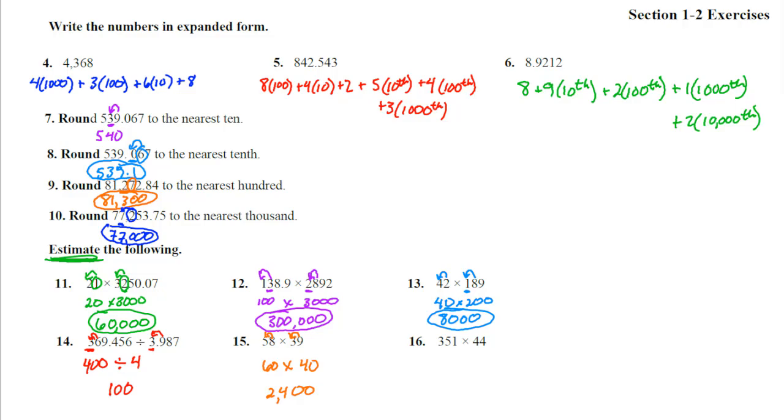And the last one, number 16. Ooh, just barely. We have a 5, so that rounds that up to 400 times. That's a 4, which keeps that as a 4, 40. So we get 16, 1, 2, 3 zeros. 16,000. Excellent.